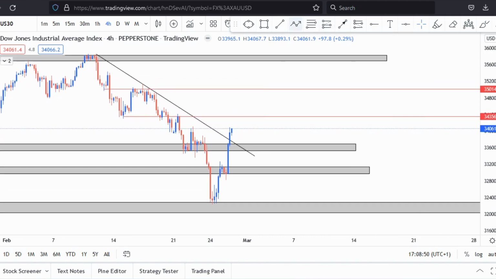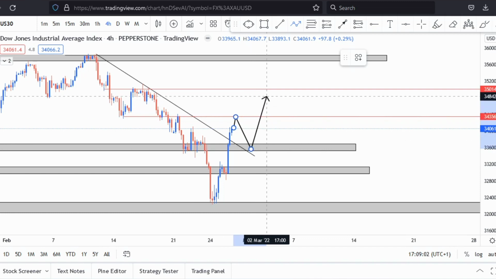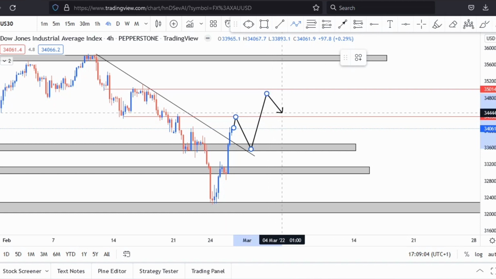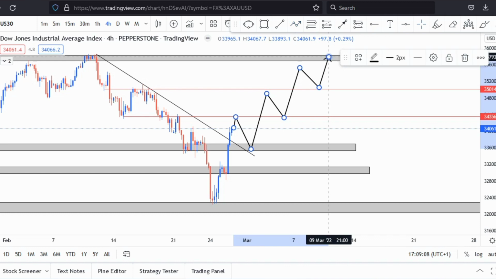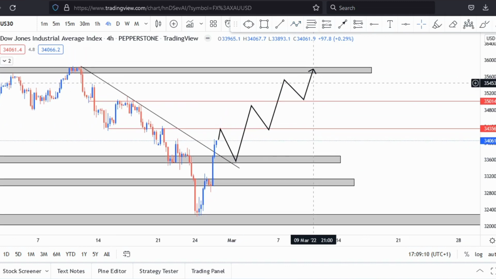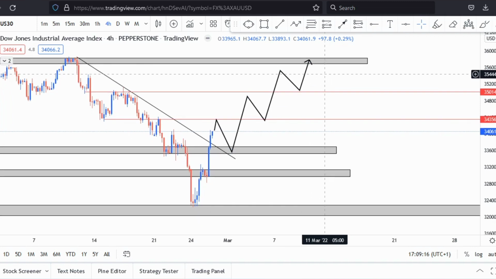What I'm expecting is either price to get up to this level, probably bounce from it back down to this area, retesting this trend line as well as this support level. Then it bounces to the upside, possibly breaking this as well, continuing to the upside, and all the way to this level over here. So this is where I'll be expecting to take my profits in the future.